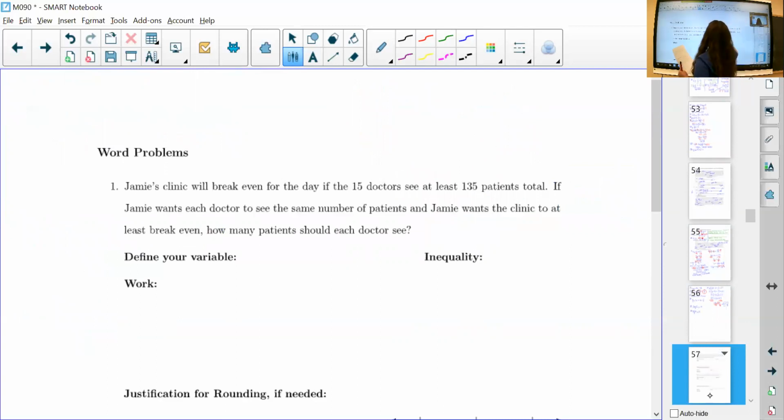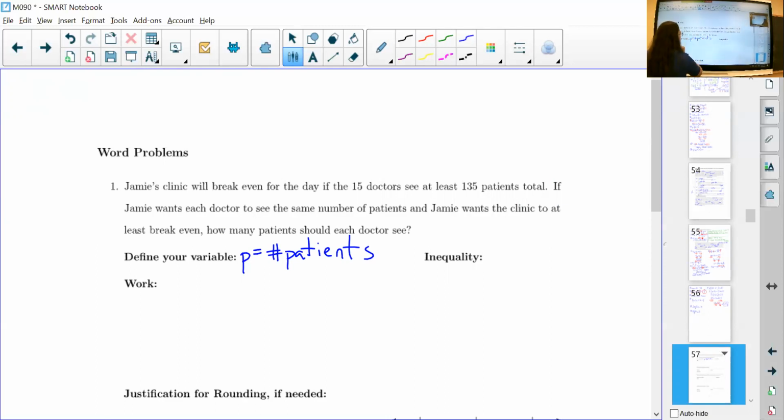Okay. So Jamie's clinic will break even for the day if the 15 doctors see at least 135 patients total. We want the doctors to see the same number of patients, and we want to at least break even. So the first thing that we're going to do is define our variable. I like to use P, maybe, for the number of patients. So I'm defining that, writing it out. If you like to use X, that's fine. X is the number of patients. Either way, you're going to write out what this variable means. Gives you some context. Now we need the inequality.